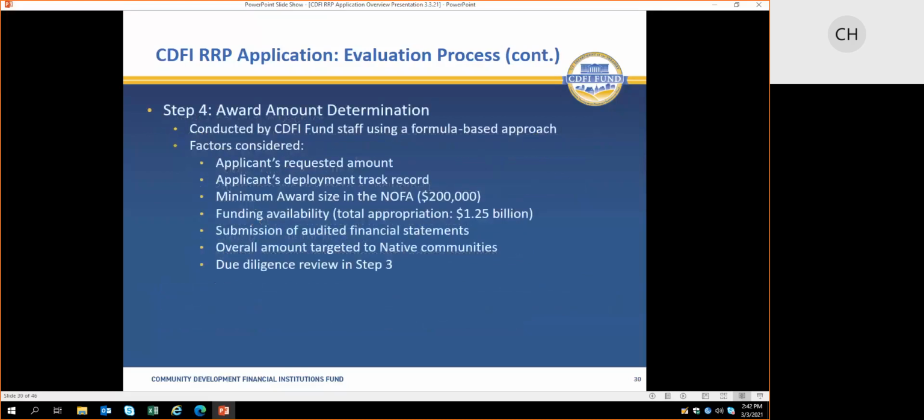The final step, step 4, for all applicants that are recommended is the award amount determination. The CDFI Fund will be using a formula-based approach. Factors that will be considered include an applicant's requested amount, the deployment track record, the minimum award size in the NOFA, the total funding availability, our appropriation was $1.25 billion, submission of audited financial statements, overall amount targeted to Native communities, and the due diligence review in step 3.